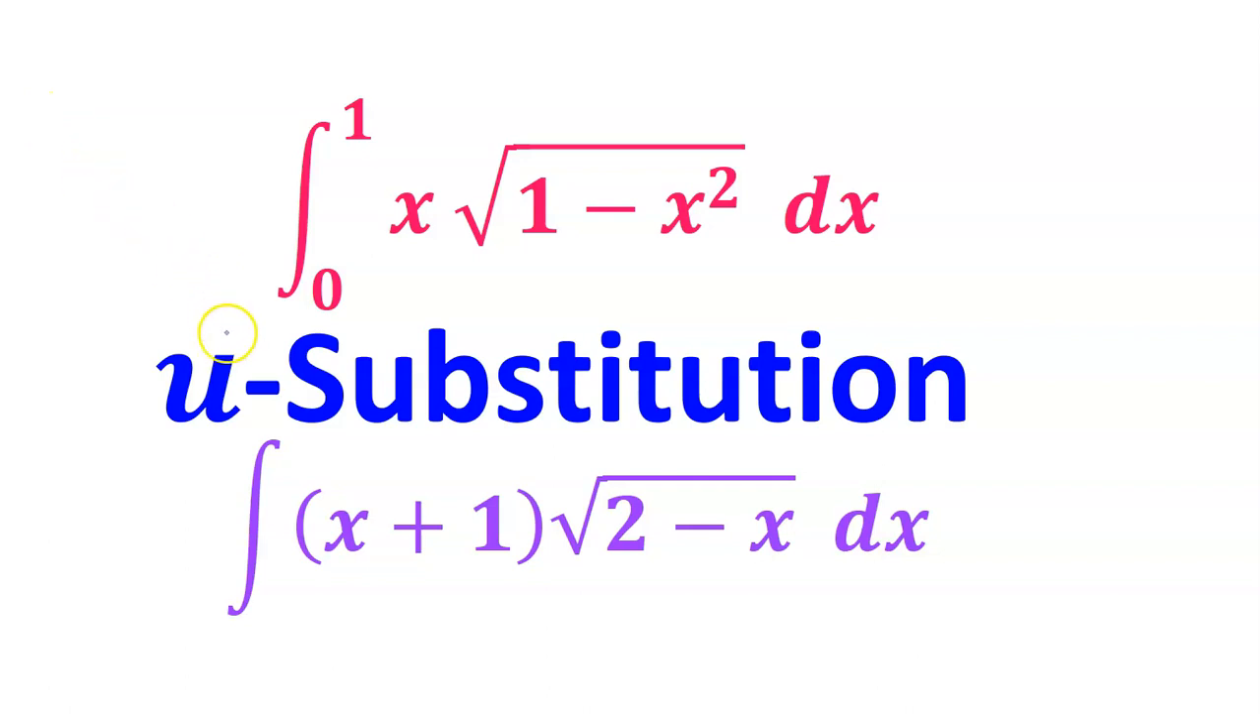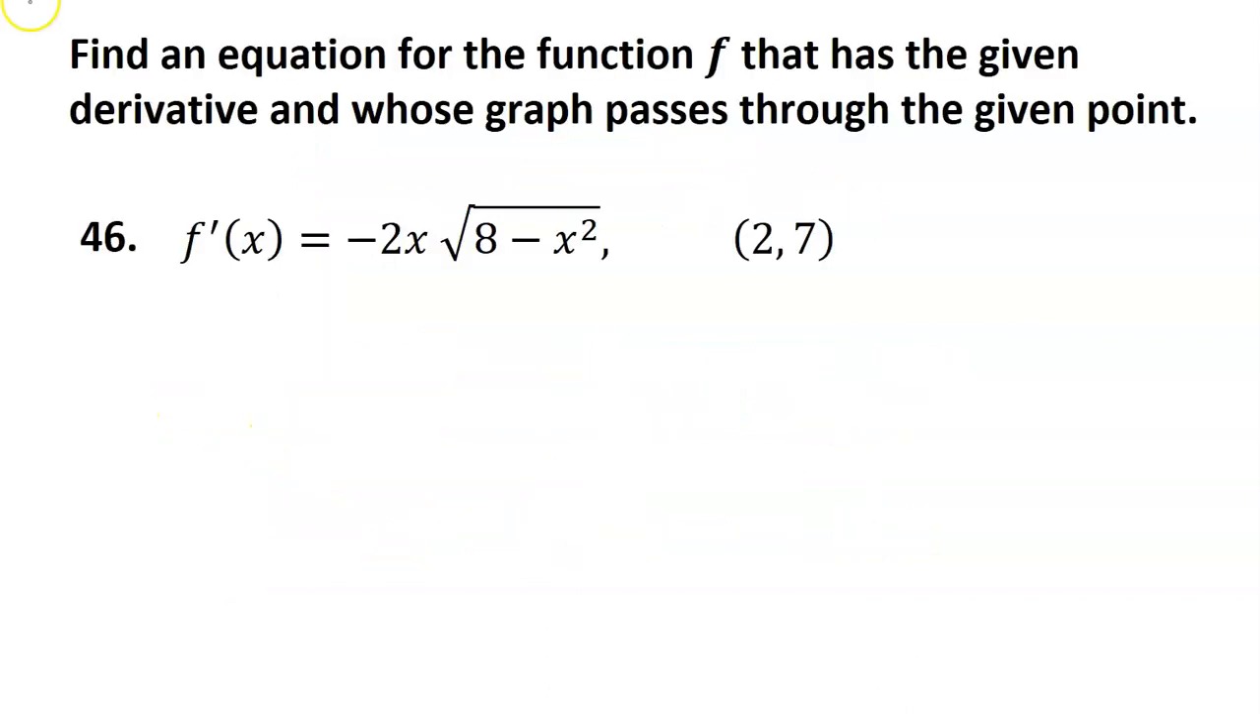In this video, we will do several practice problems, all of which will require us to do u-substitution somewhere along the way. Number 46. Find an equation for the function f that has the given derivative and whose graph passes through the given point.